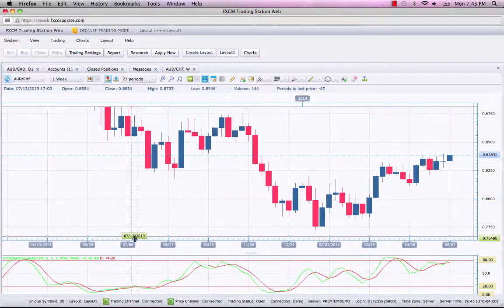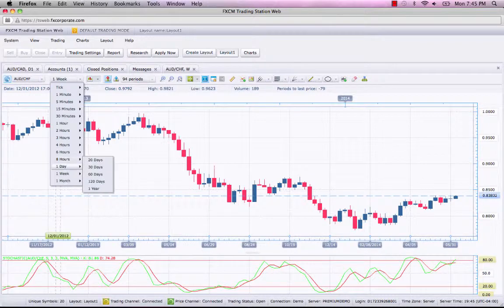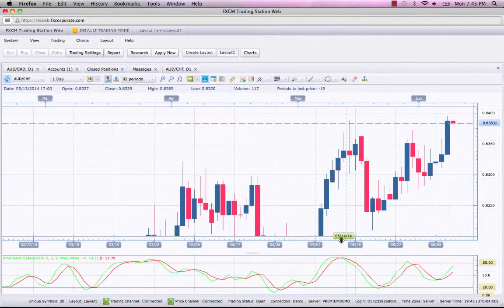Alright, now this weekly has clearly had its cross and looks like it wants to go back into the overbought area again. So let's go to the daily. Oh wow, look at that. So the monthly, the weekly, and the daily are making a move upward.